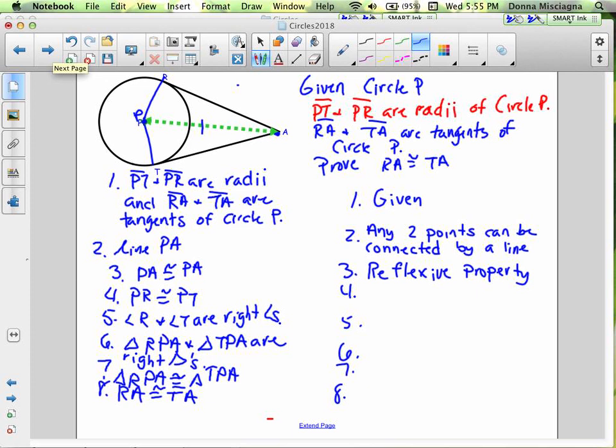Right? Because we have congruence shortcuts for triangles, and we know that if we can prove the triangles are congruent, then we know all of the corresponding parts are congruent. So here is a connection to working with congruent triangles and using that to actually prove that our tangents are also congruent. PR is congruent to PT. Well, how do I know that PR is congruent to PT? Well, we said that they were radii of a circle, and we know that all radii of a circle are congruent.